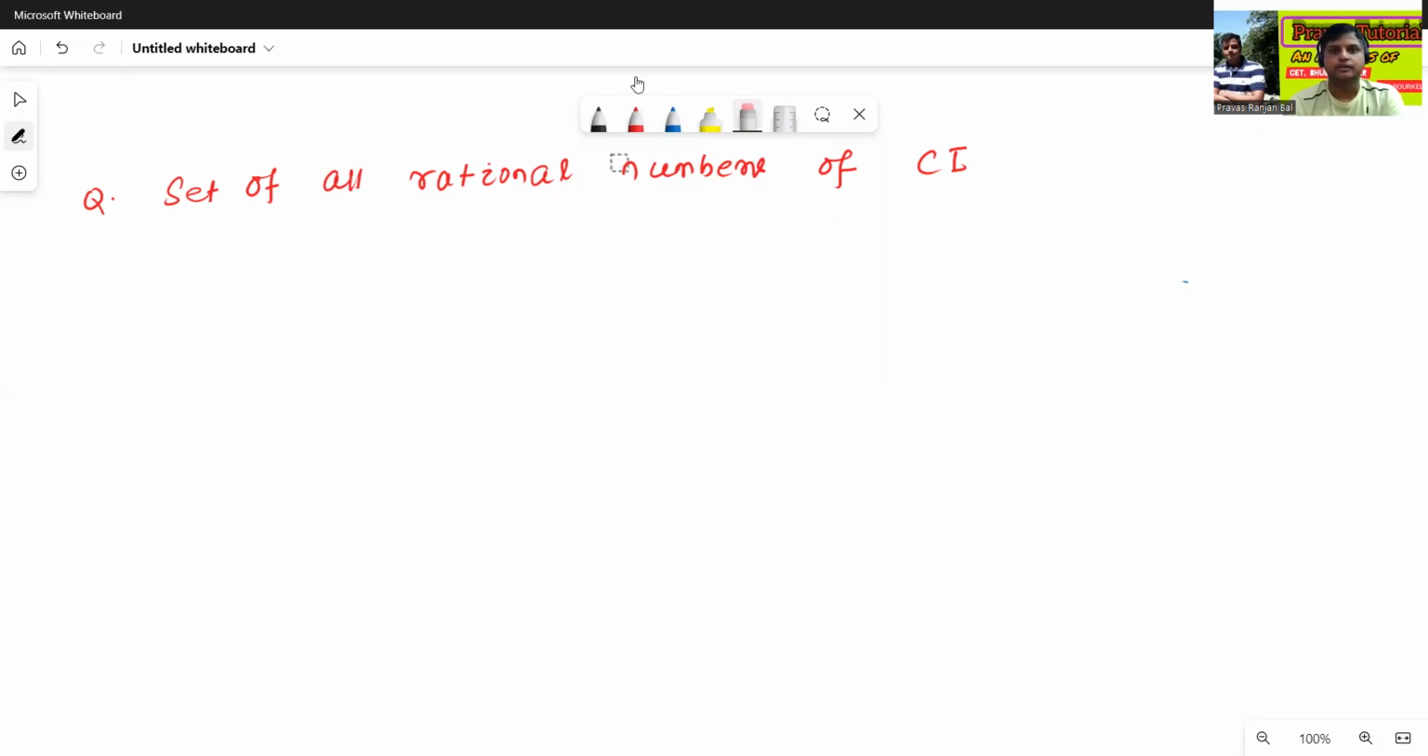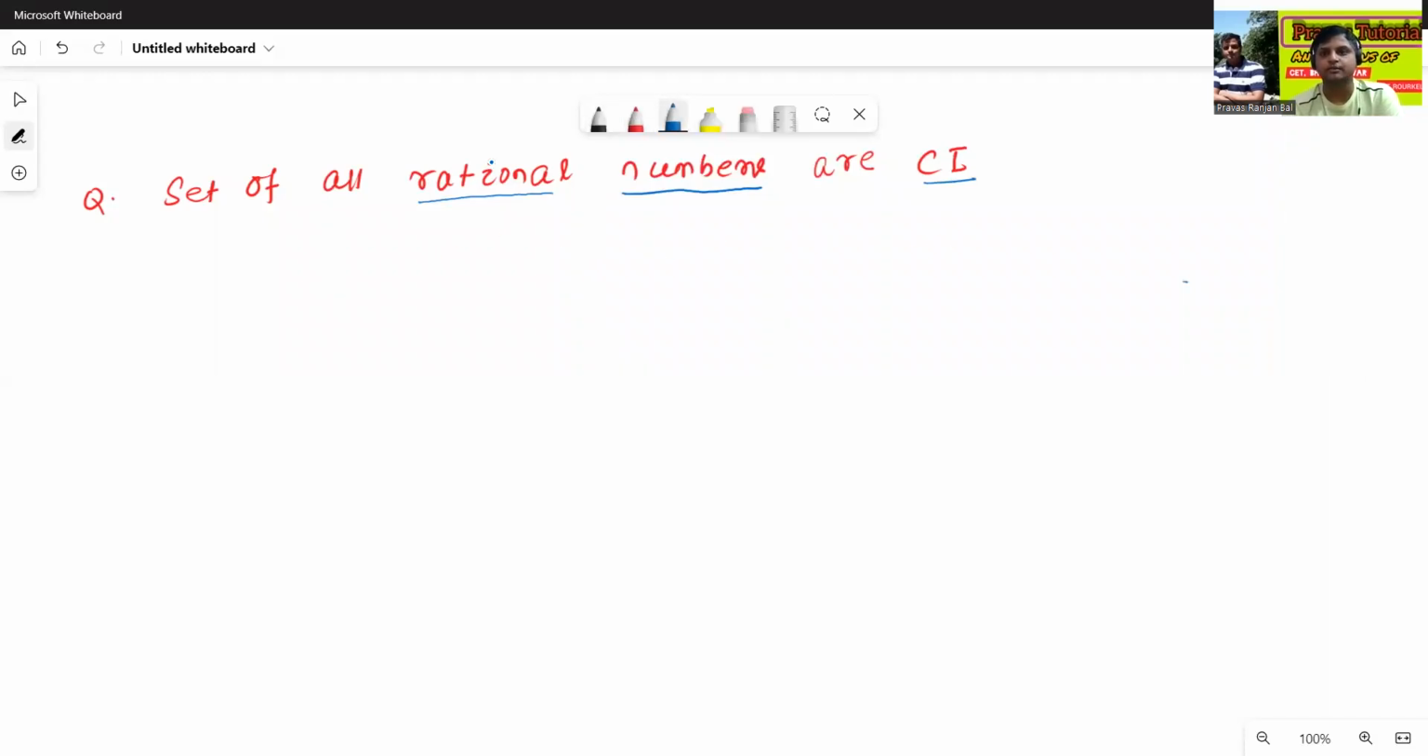Okay, so first we'll see the question. Set of all rational numbers. What are the set of all rational numbers? Set of all rational numbers are countable infinite.